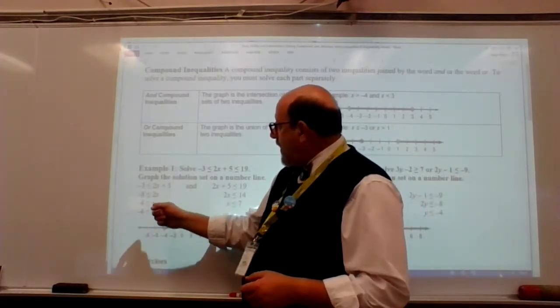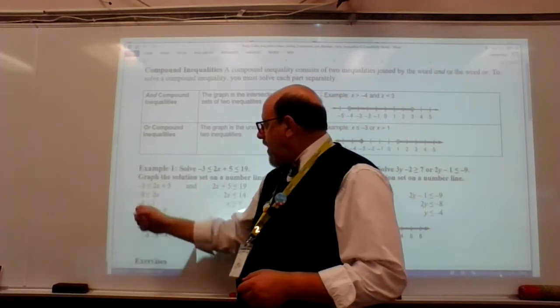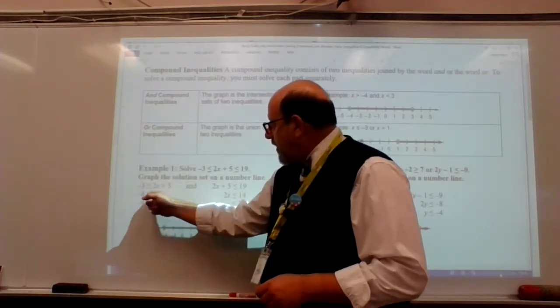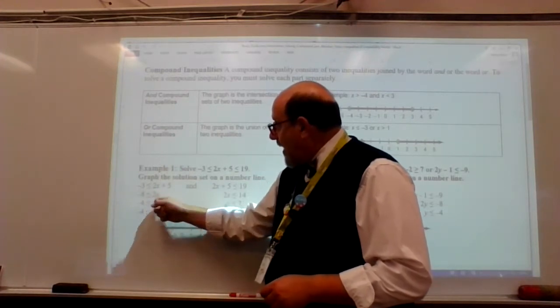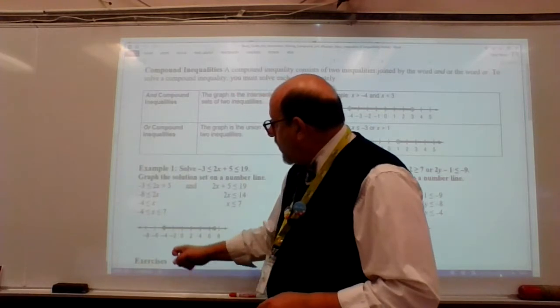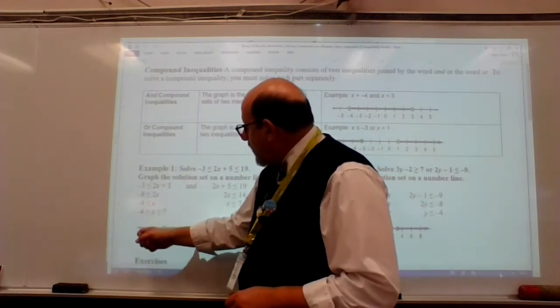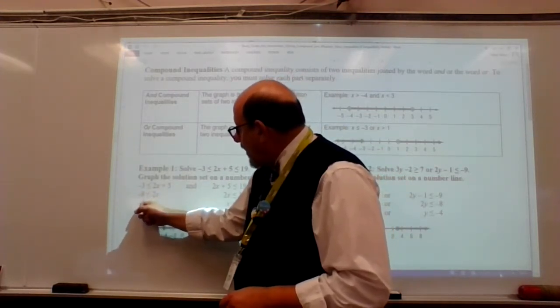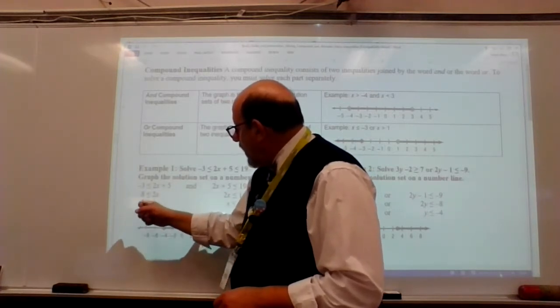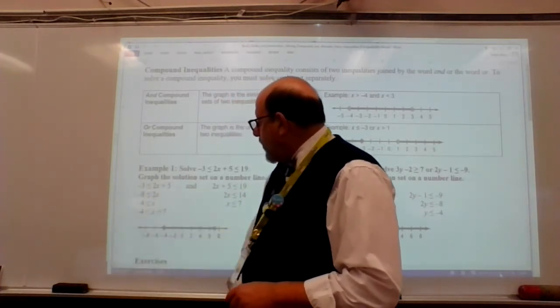So what they did is they subtracted 5 from both sides, so they came up with negative 8 is less than or equal to 2x, and then they divided both sides by 2, and they came up with x is greater than or equal to negative 4, or negative 4 is less than or equal to x.